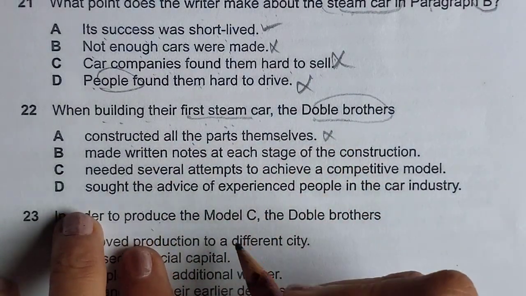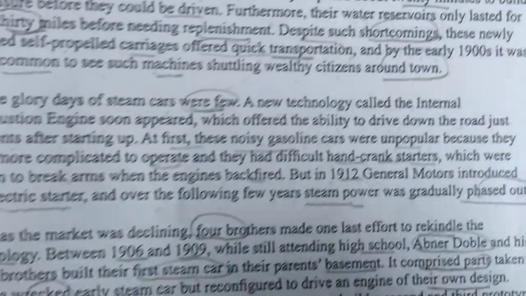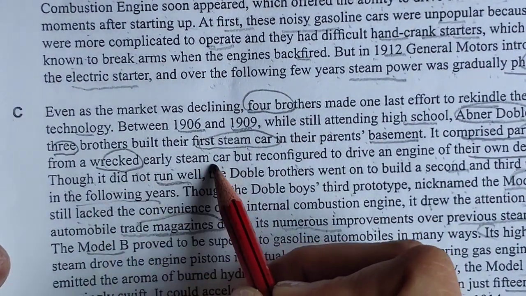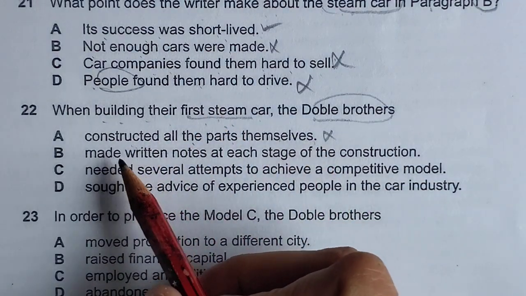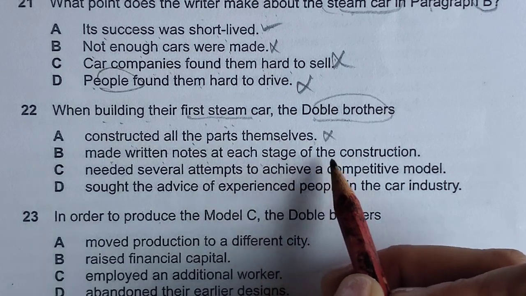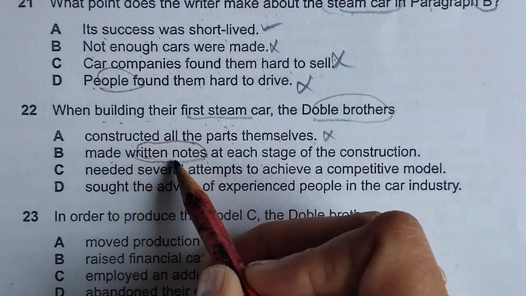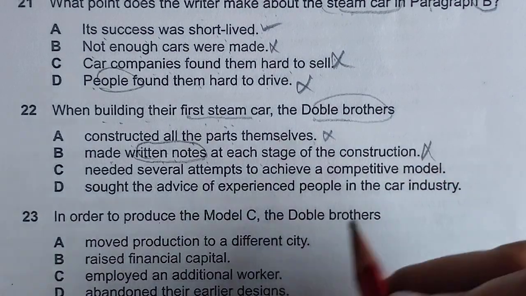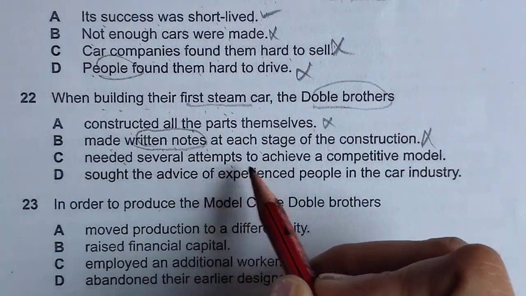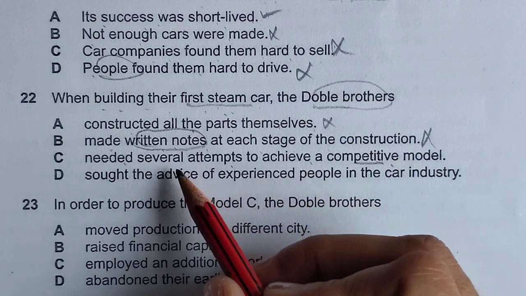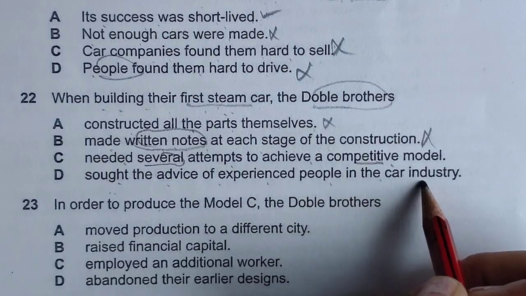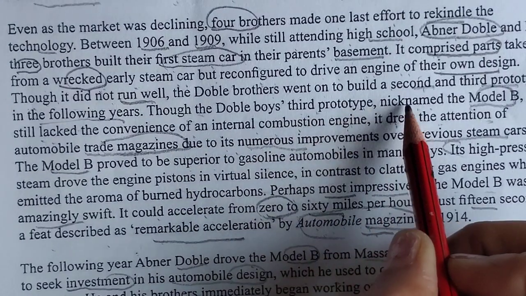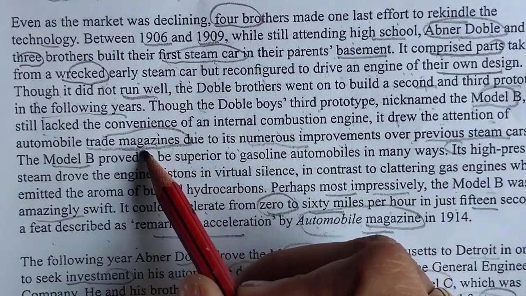No, they did not construct all the parts. They have taken them from a wrecked early steam car. So constructed all parts is wrong. Made written notes at each stage of construction. Written notes were not given, so it is also not given. Needed several attempts to achieve a competitive model. Yes, this we can consider, but let's read the next. Sought the advice of experienced people in the car industry. No, they have not taken any advice. Here they are talking about magazines and all.